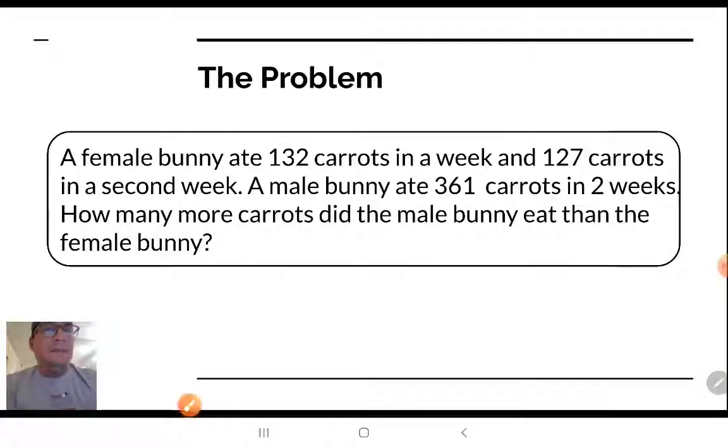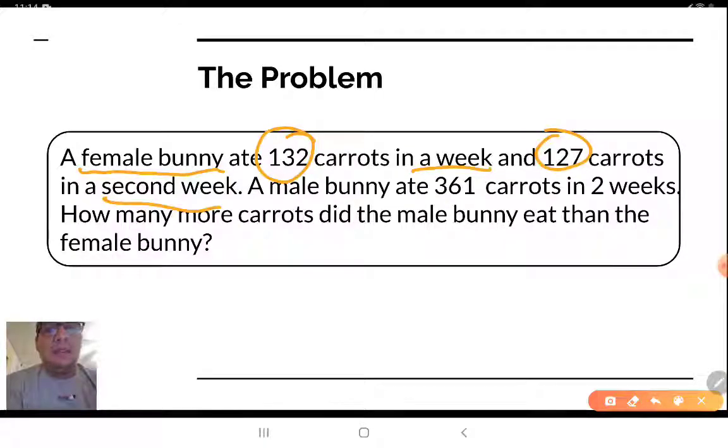Female bunny, right there, ate 132 the first week, and 127 the second week, right? I know that, so I need to put those two numbers together, the 132 and the 127. That's the first part of the equation. The second part of the equation is, now I know what the male bunny ate, right? 361 carrots in 2 weeks. So I know that part. That's already given. So how many more carrots?